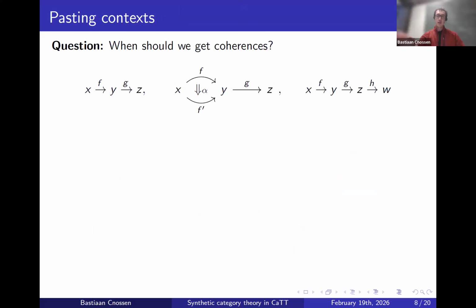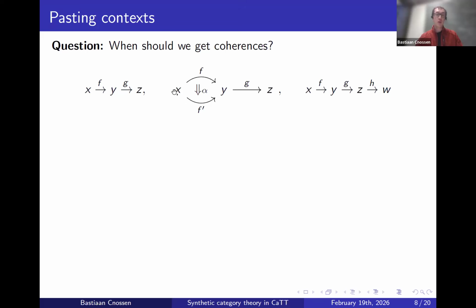CaTT is going to be an extension of GSET in which we add a bunch of coherences. Before I write down the rules, I think it's useful to motivate how these coherences should look. So some basic examples: let's say we have a context in which we have objects X, Y, and Z, and we have morphisms F and G. Then in this context, we should be able to form a new morphism called the composite of G and F.